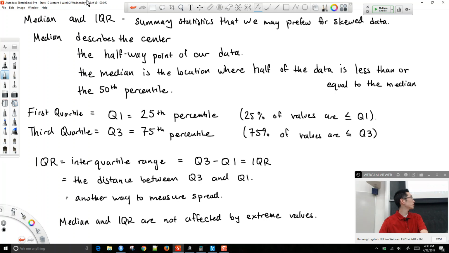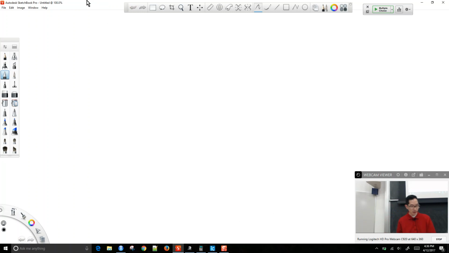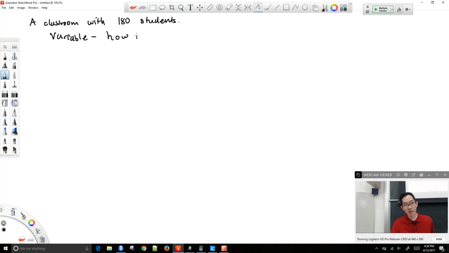Can I flip to the next slide here? All right, so let me just give a little practical example of how the median and Q1 and Q3 and all of that works. Just imagine we have a classroom with 180 students. Let's say the variable that we're going to collect is how much money is in your bank account.